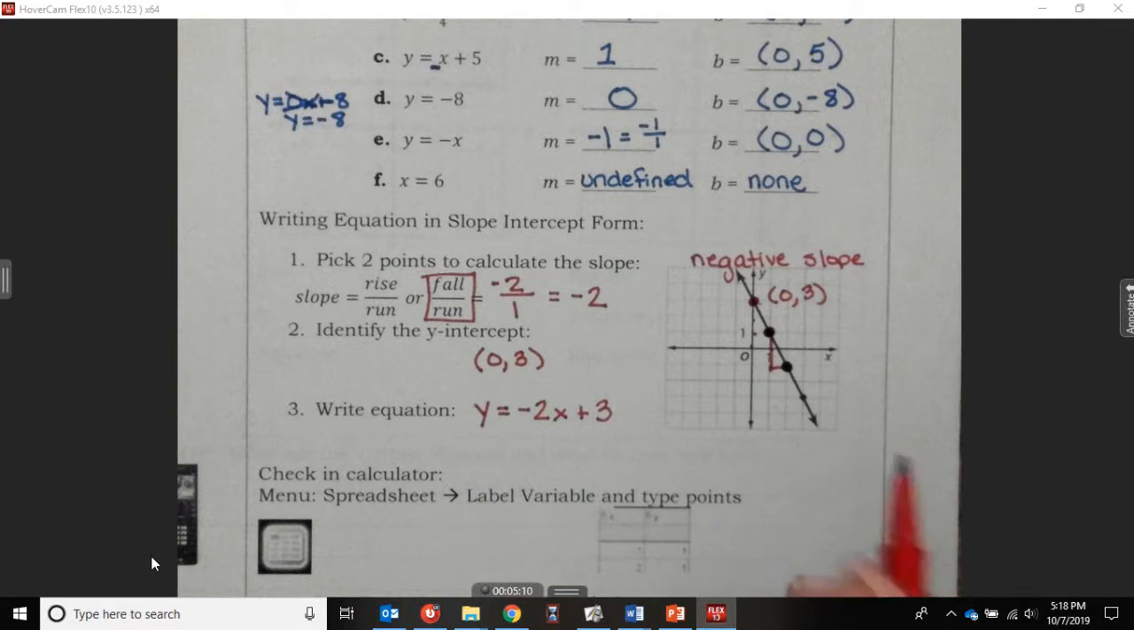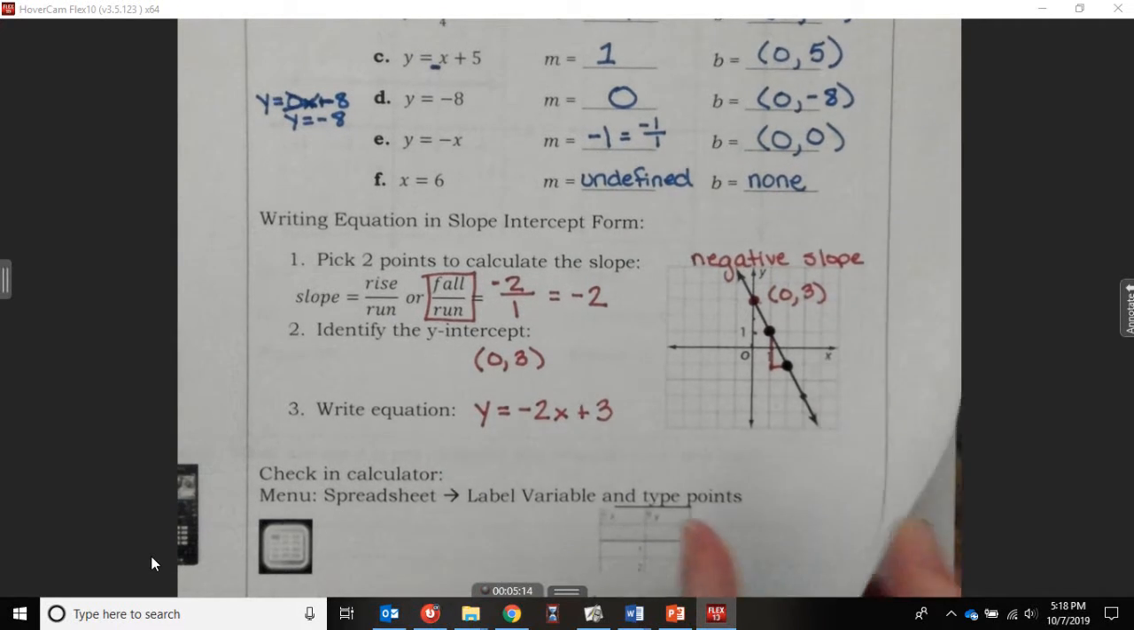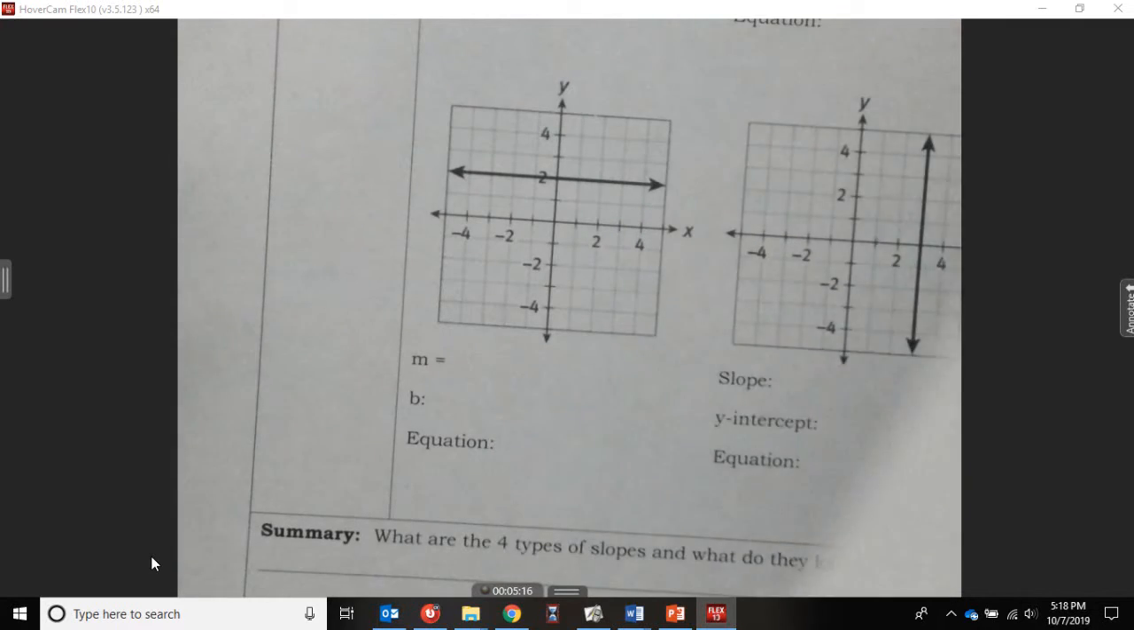All right, we're going to practice a few more of these, and then the bottom part is for later. We're going to come back and I'm going to show you how to check it on the calculator.